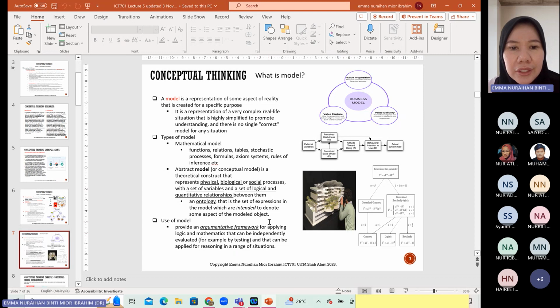Okay, so the use of a model. In a model there are variables. Perceived usefulness, perceived ease of use, all of these are variables. So how do the theories derive these variables?